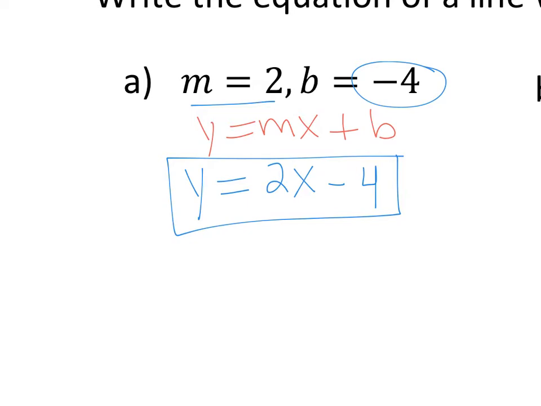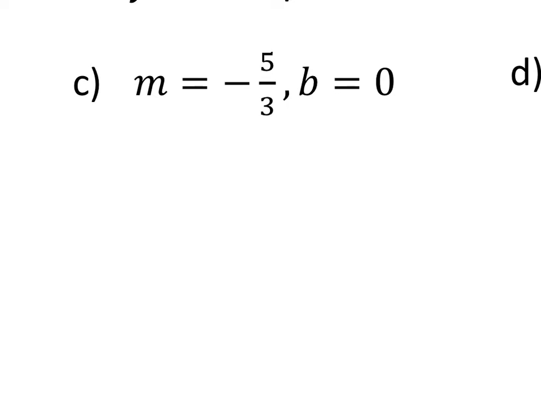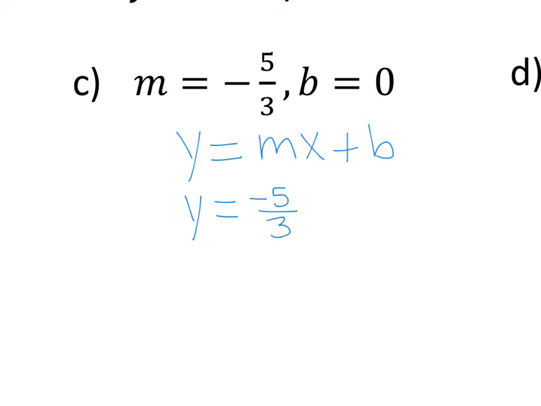Let's jump to C. Again, slope-intercept form is y equals mx plus b. Our slope is negative 5/3, so negative 5/3 goes before the x in place of m, plus, and our y-intercept is 0. Now we normally don't write plus 0, so we can rewrite this as y equals negative 5/3 x.